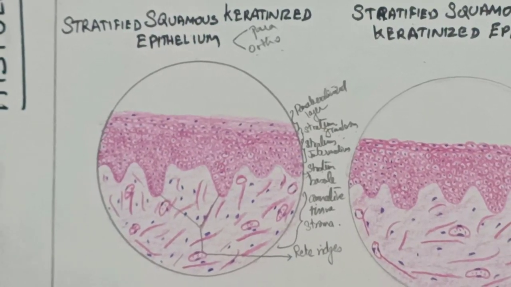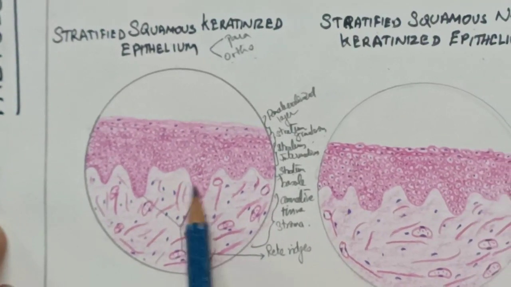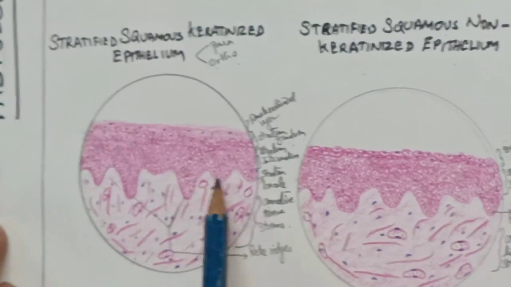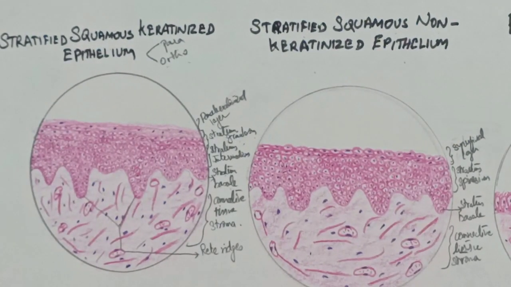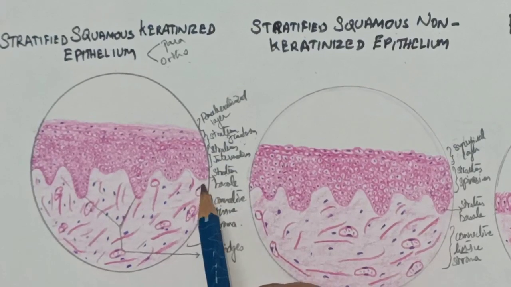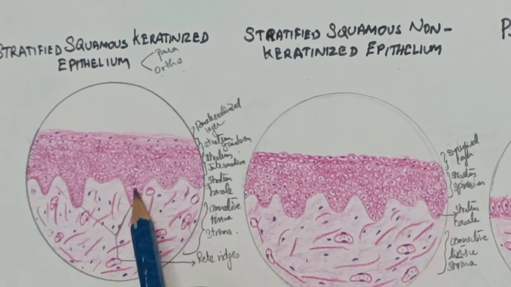So this portion, this structure is called rete ridges. The small elevations that are there are called rete ridges or rete pegs. Both names are used. So first I'll just recap this layer. From here only we have to start the diagram, after drawing the basement membrane.